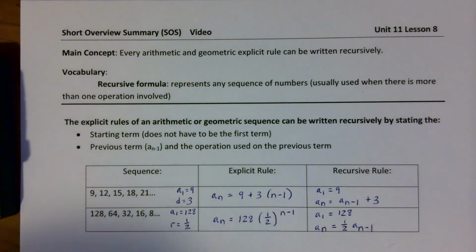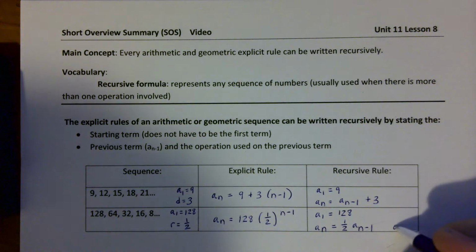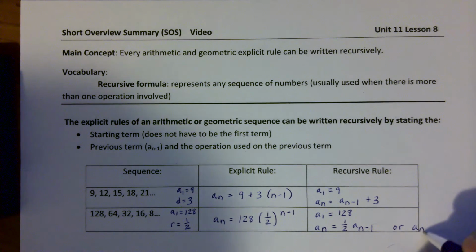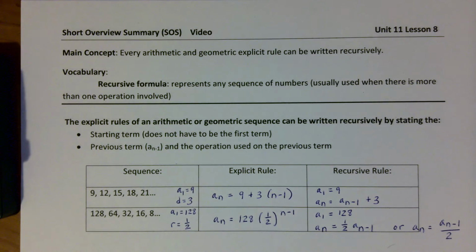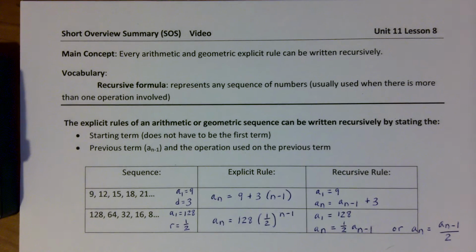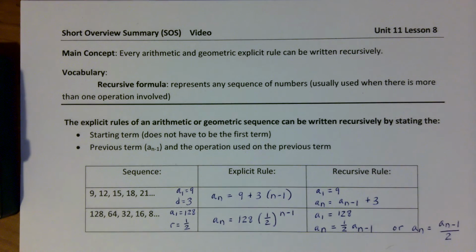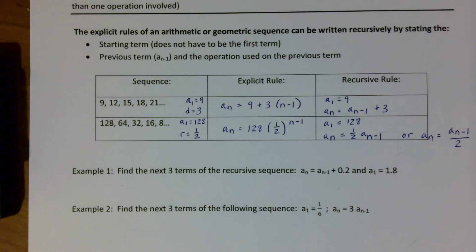When you multiply by 1/2, it's the same as dividing by 2. So we could have written the formula like this. We're taking the previous term and we're dividing it by 2. So any arithmetic or geometric sequence can be rewritten as a recursive rule.